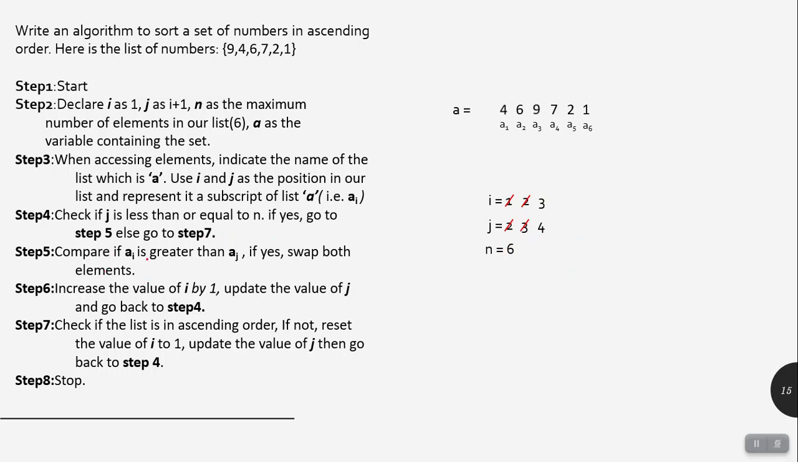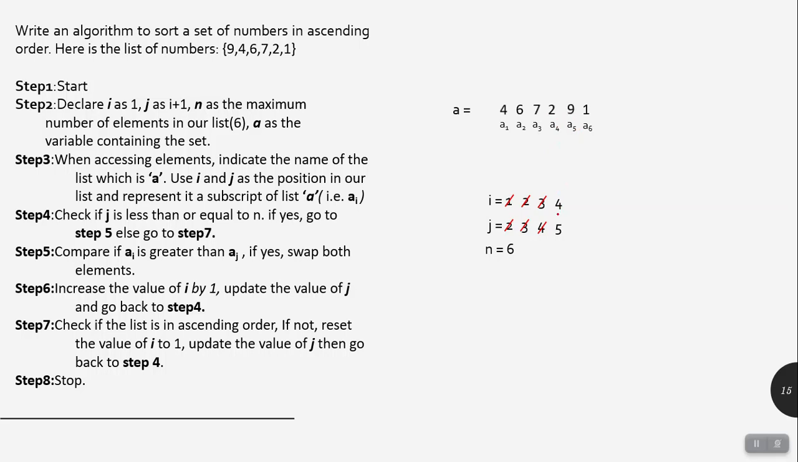sub i and a sub j: is a sub i greater than a sub j? a sub i is equal to 9, and a sub j is equal to 7. Since 9 is greater than 7, we'll swap them both, and then add 1 to i. And then update the value of j, so that would become 5. And then again, a sub 4 is 9, a sub 5 is 2. So let's swap 9 and 2.